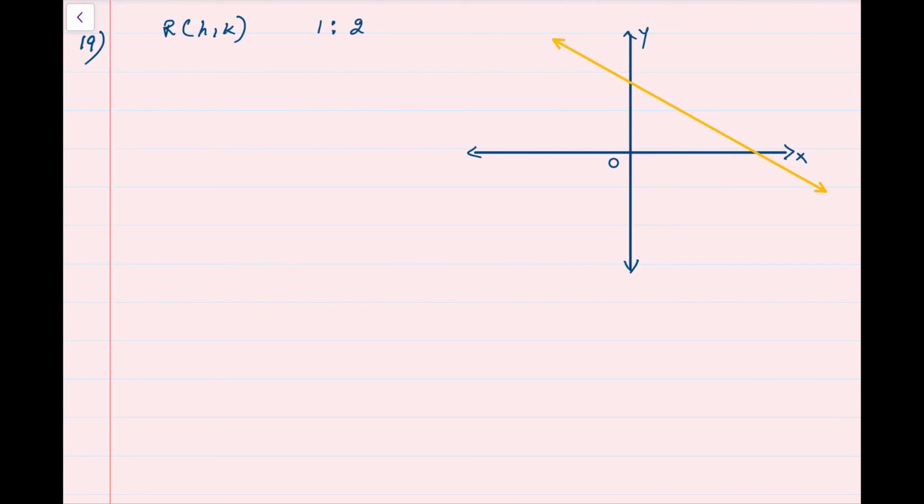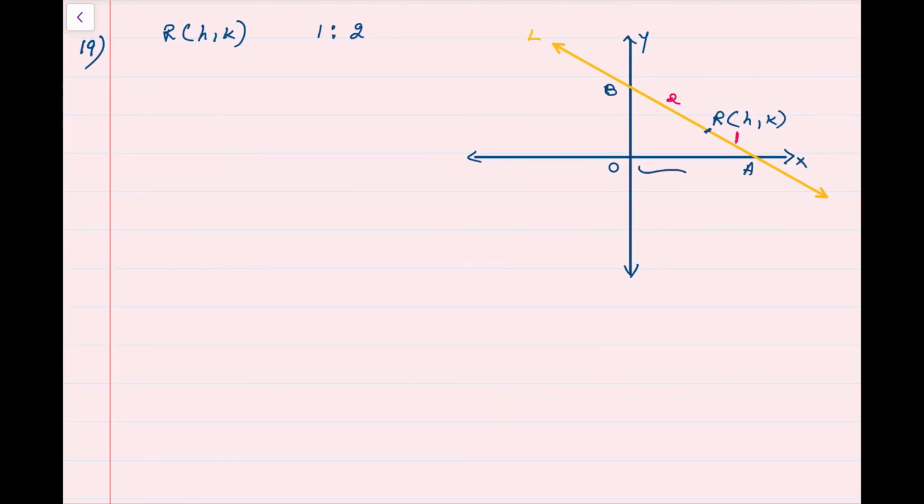Question 19. Point R(h, k) divides a line segment between the axes in the ratio 1:2. Find the equation of the line. Let us take this line L. The point R divides the line segment between the axes, the line segment AB, in the ratio 1:2. R is (h, k) and the ratio is 1:2. Since the ratio is given, we will use the section formula. We will take the x-intercept as a and the y-intercept as b. Therefore, A is (a, 0) and B is (0, b).